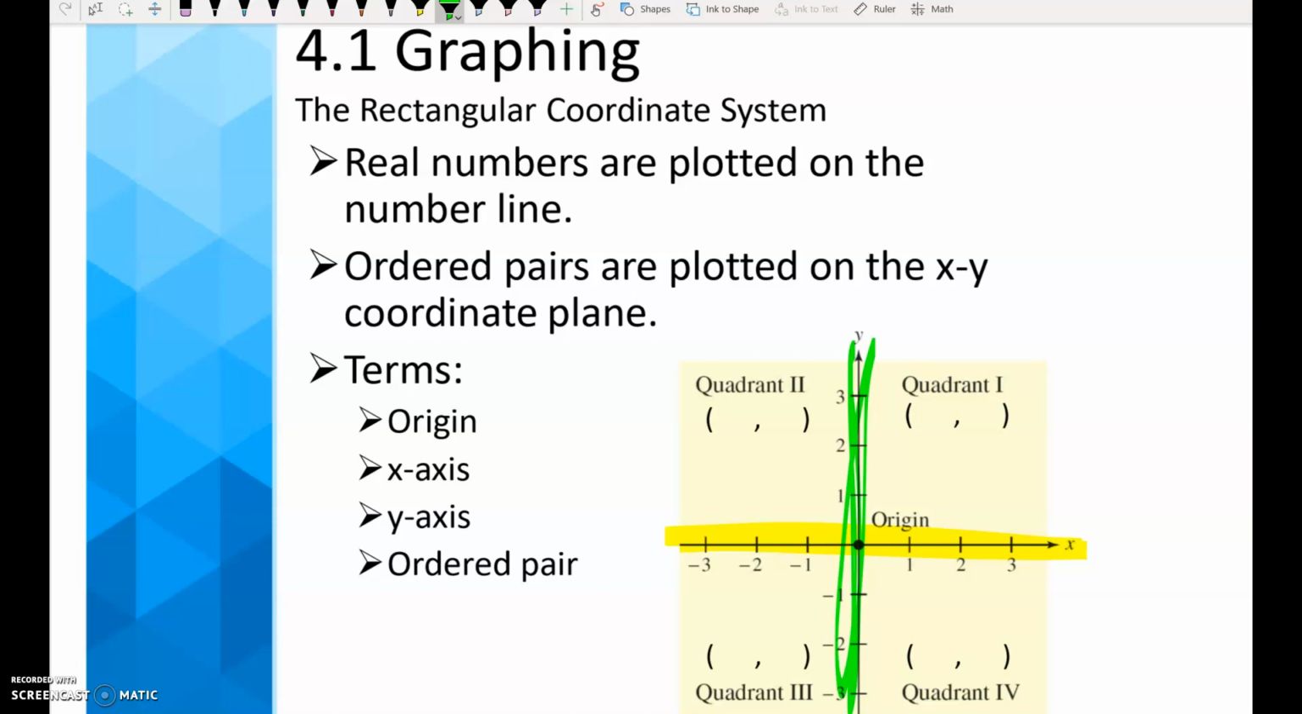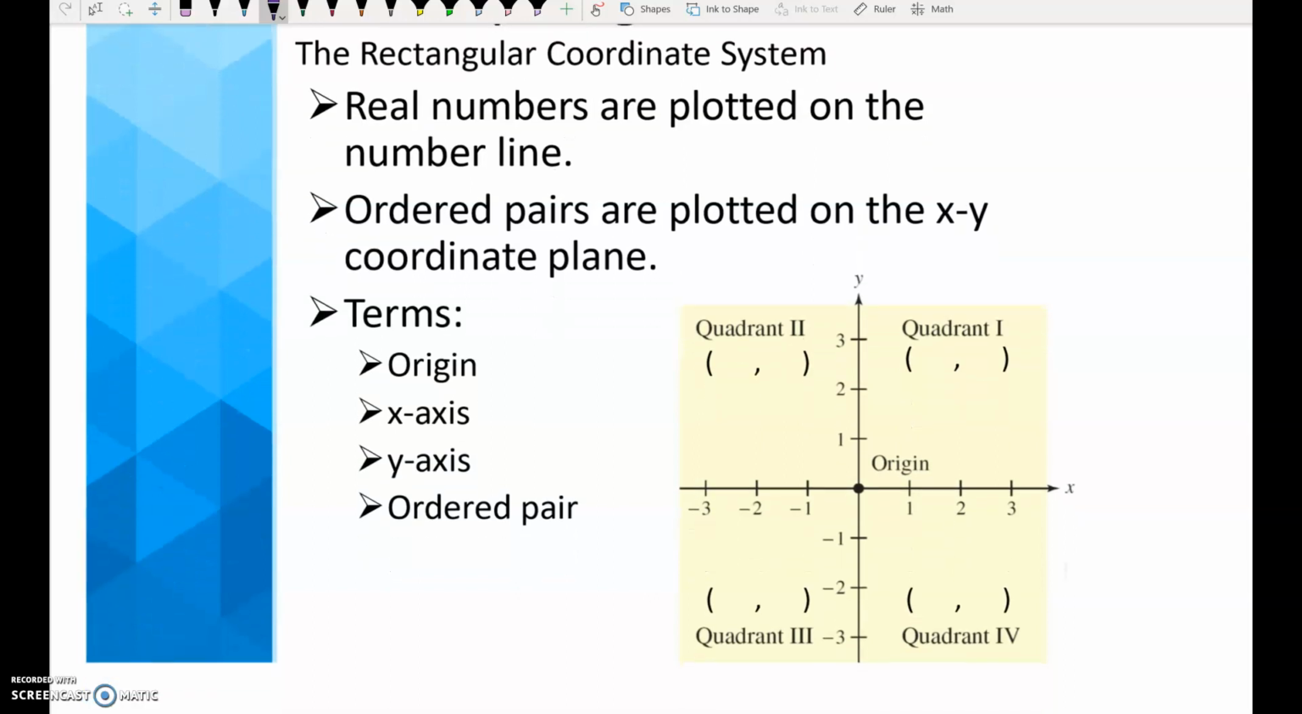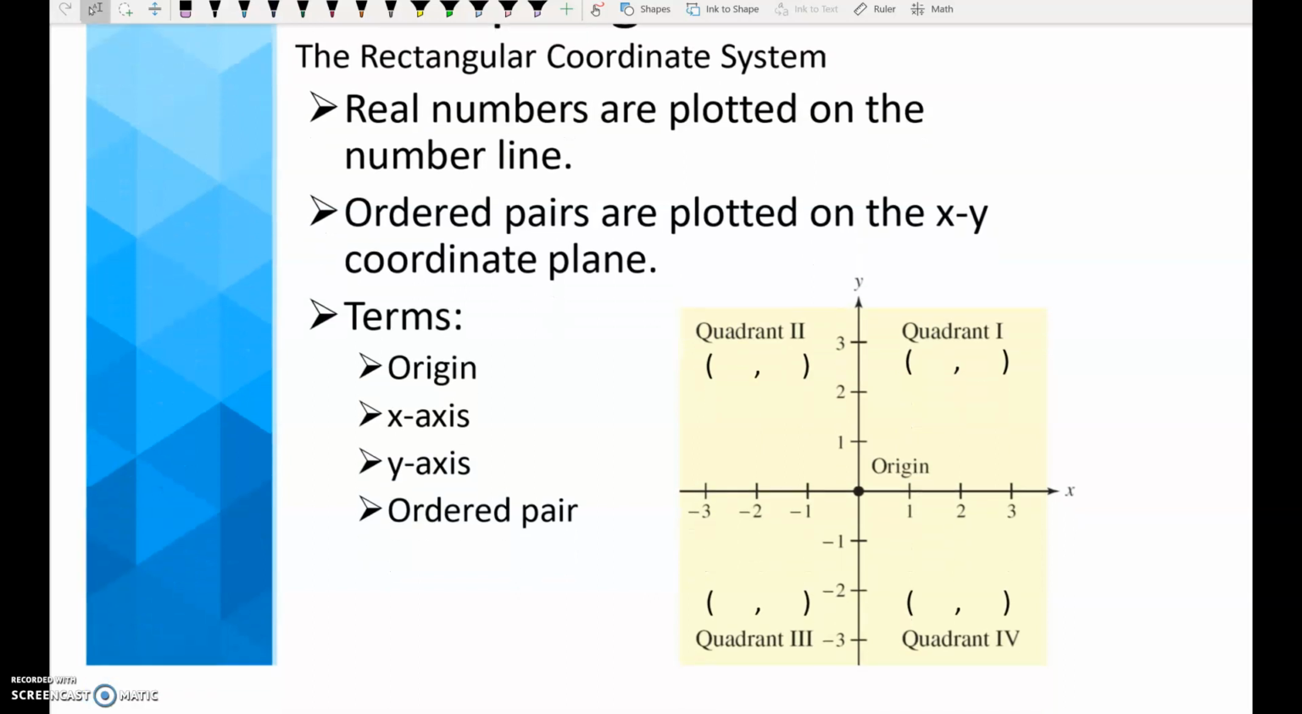So when we plot points, we plot their x coordinate horizontally, then we plot their y coordinate. There are 4 quadrants on the coordinate plane. Quadrant 1 is the upper right-hand quadrant, and every single point in quadrant 1 is positive, positive, because you have to go positive numbers to the right, positive numbers up.